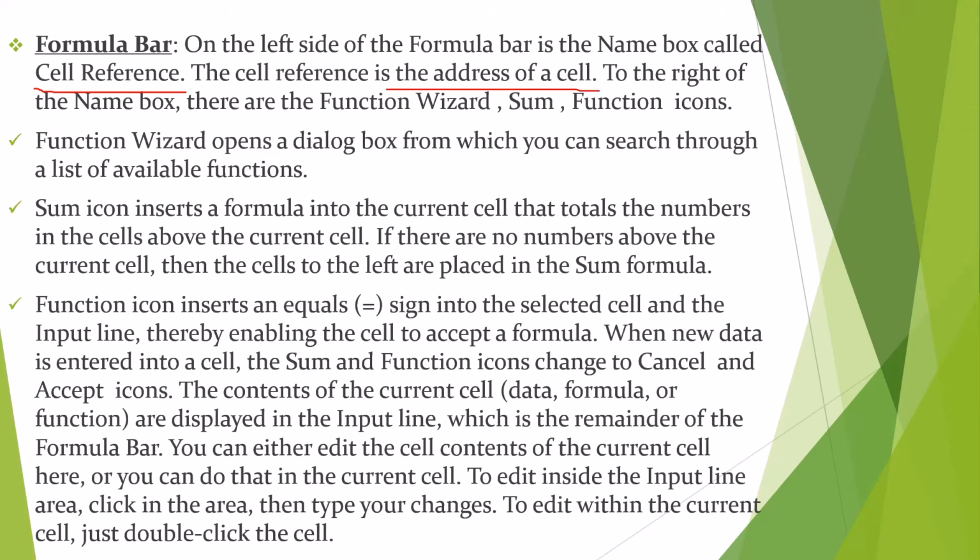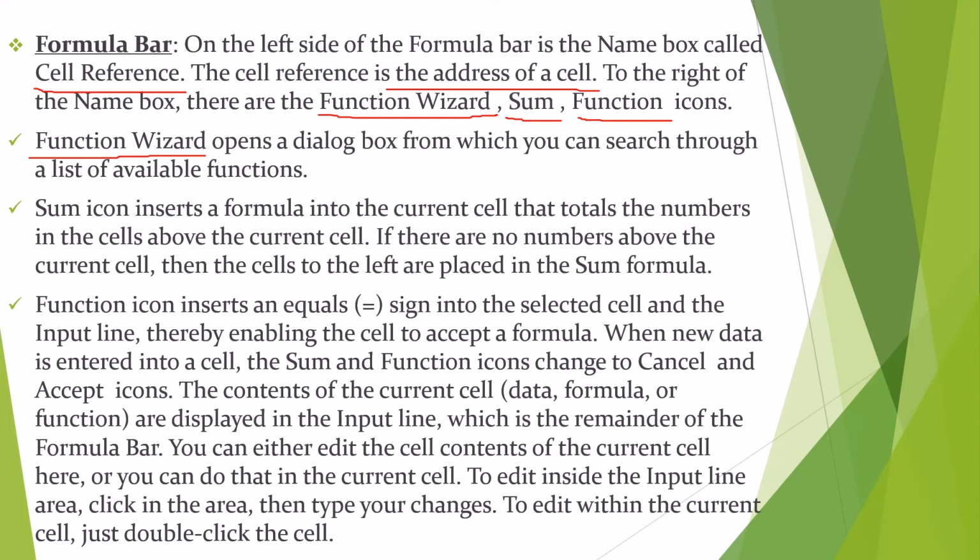And to the right of the name box, that is the cell reference, there are three icons. First is function wizard icon, second is sum icon, and third is function icon. So what are their basic tasks? Basically, function wizard, whenever we click on that icon, then a dialog box will open and it will contain a number of functions and you can search through them.